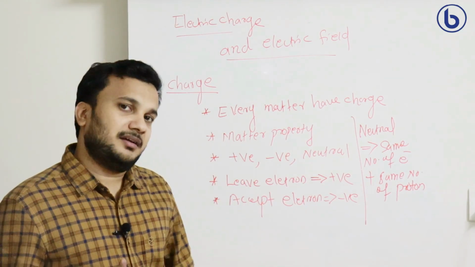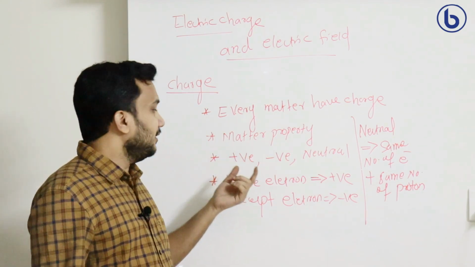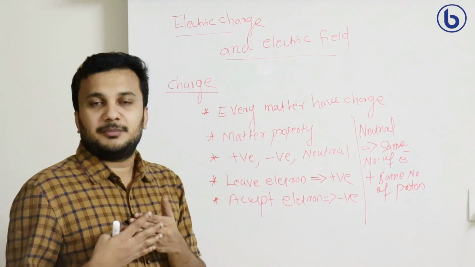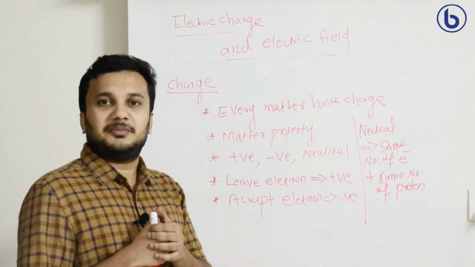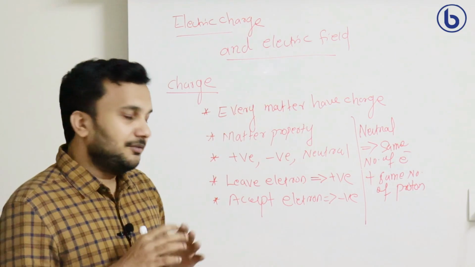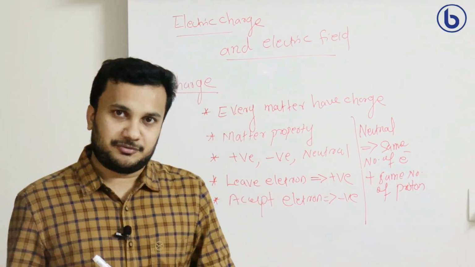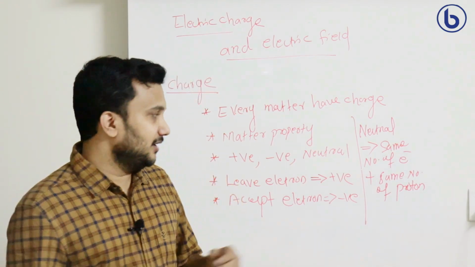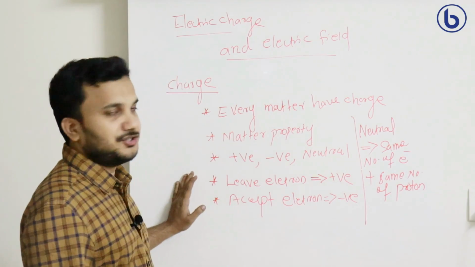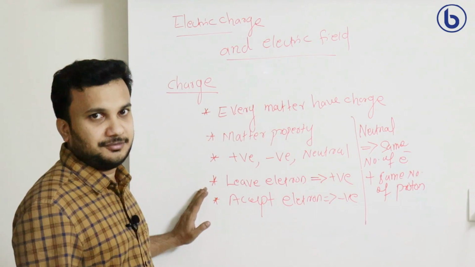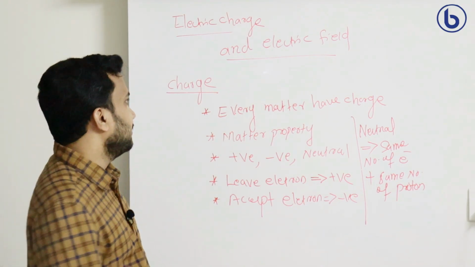So how do we say a matter is positive? Because the matter can donate an electron, we can say that matter is a positive one. If a matter, substance or element accepts an electron, then it is negative. If it is not donating or accepting, and the number of electrons is equal to the number of protons in a substance, then it is called neutral. So this is the definition of charge. We're going to see what the unit of charge is next.